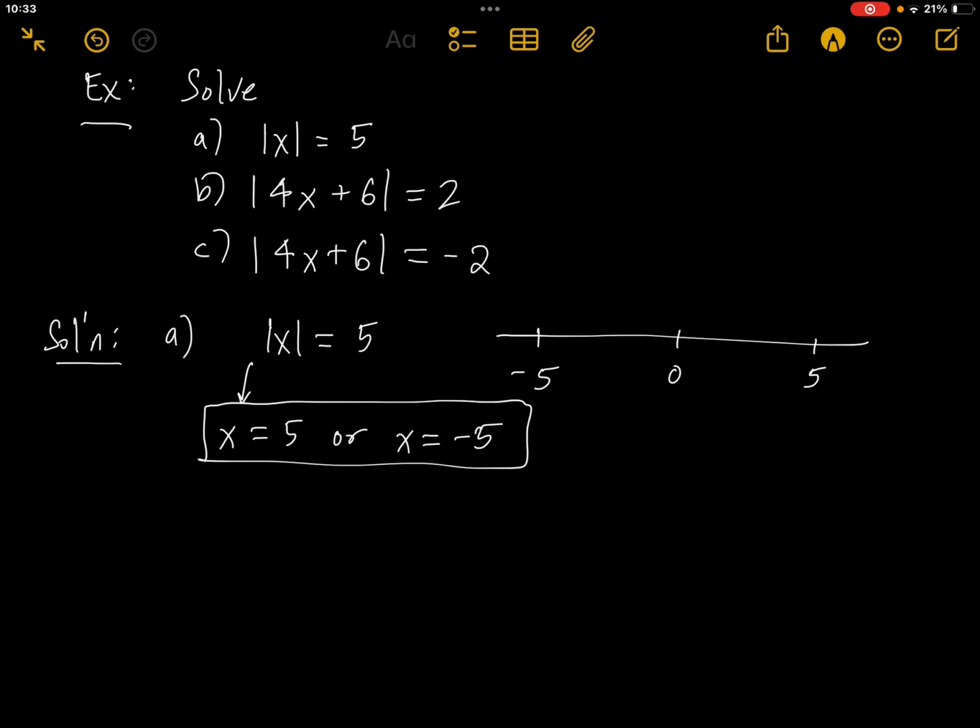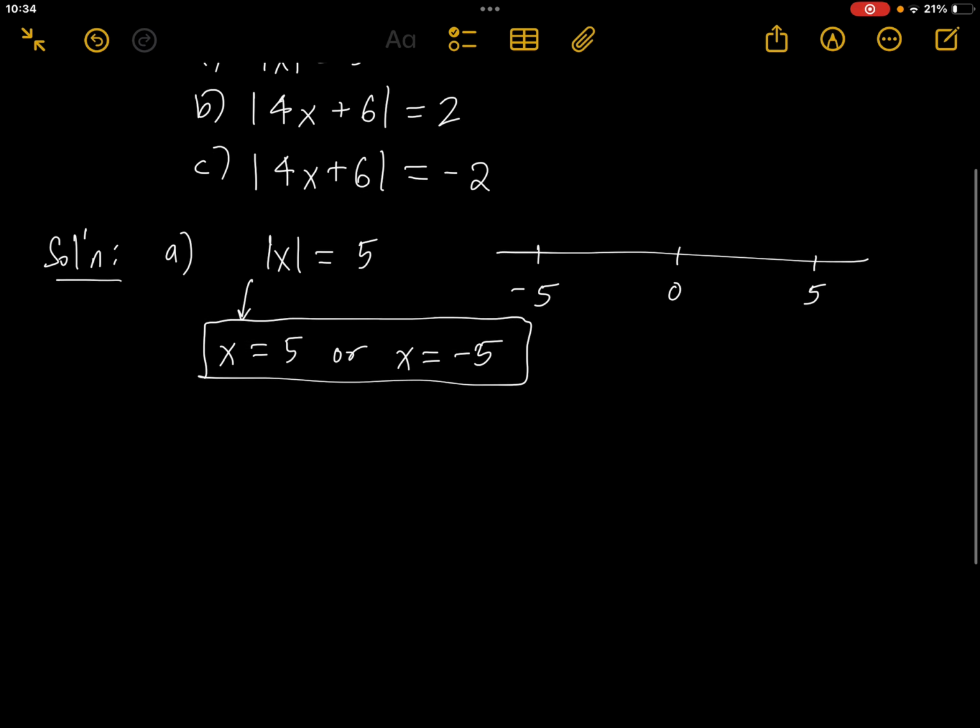So that's the solution. Remember, when we're solving an equation, what we're doing is we're trying to find all the values of x that make the equation true. In this case, there's only 2, 5 and negative 5. All right, B. So the absolute value of 4x plus 6 is equal to 2.